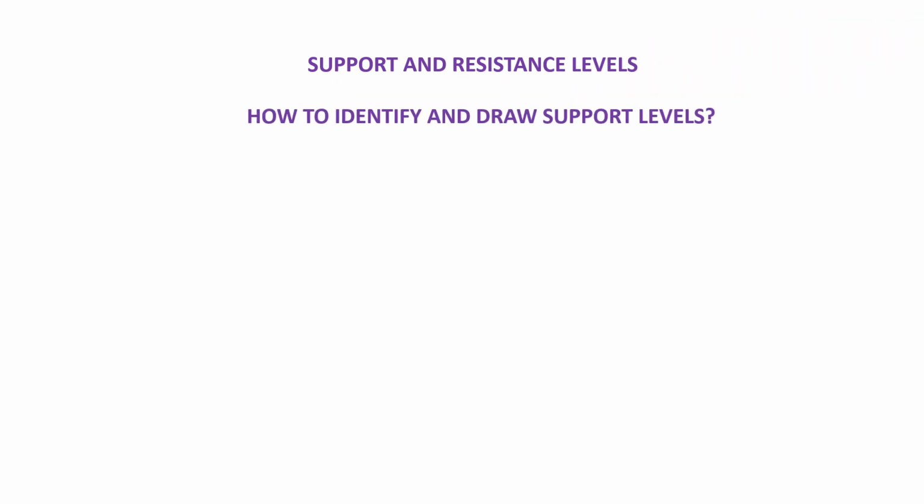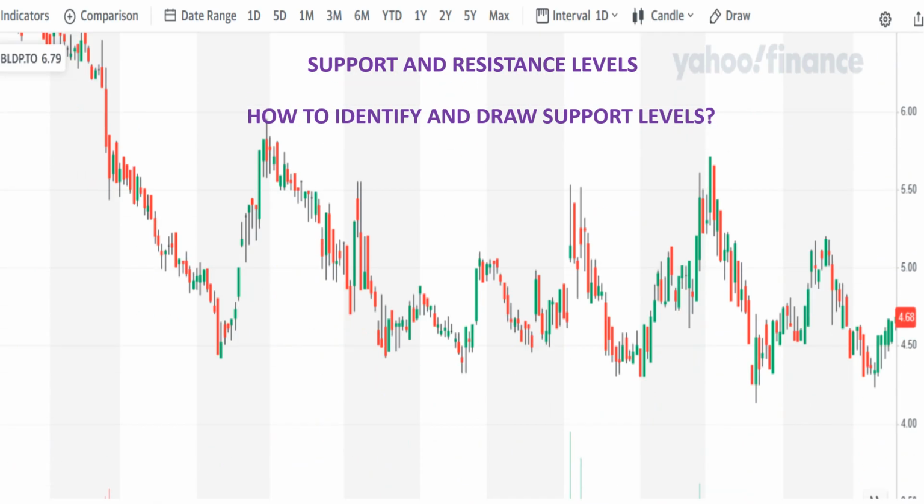In this segment, we will be exploring another crucial aspect of price action analysis: support and resistance levels. But first, how to identify and draw support levels. Support levels are essential tools for analyzing price movements. Support is a level on the chart that acts as a barrier where buying pressure dominates, halting the price from falling further. Let's take a look at the daily chart of BLDP stock as an example.